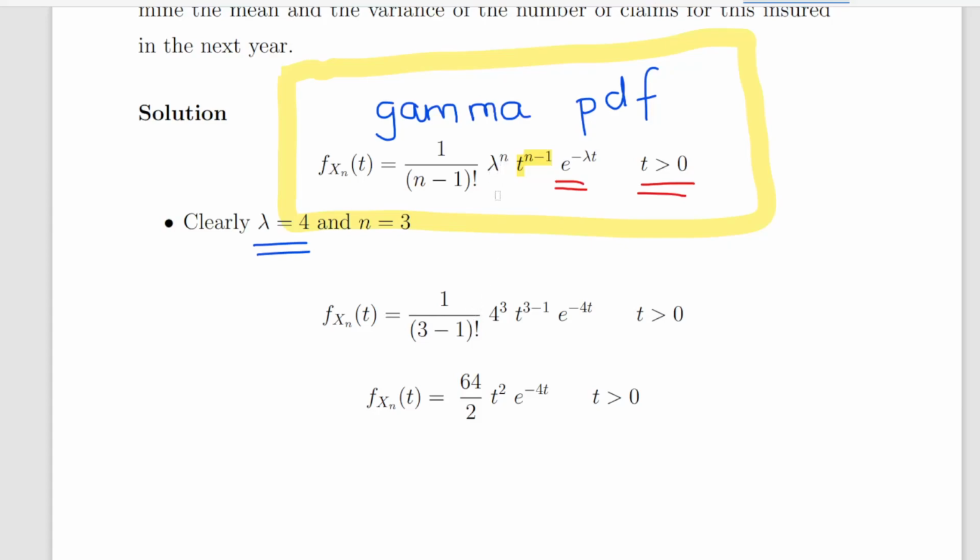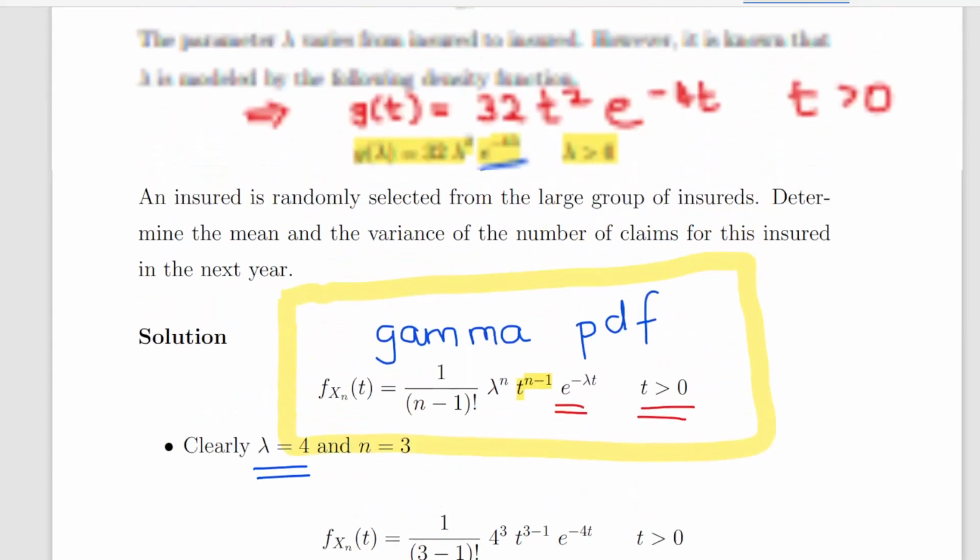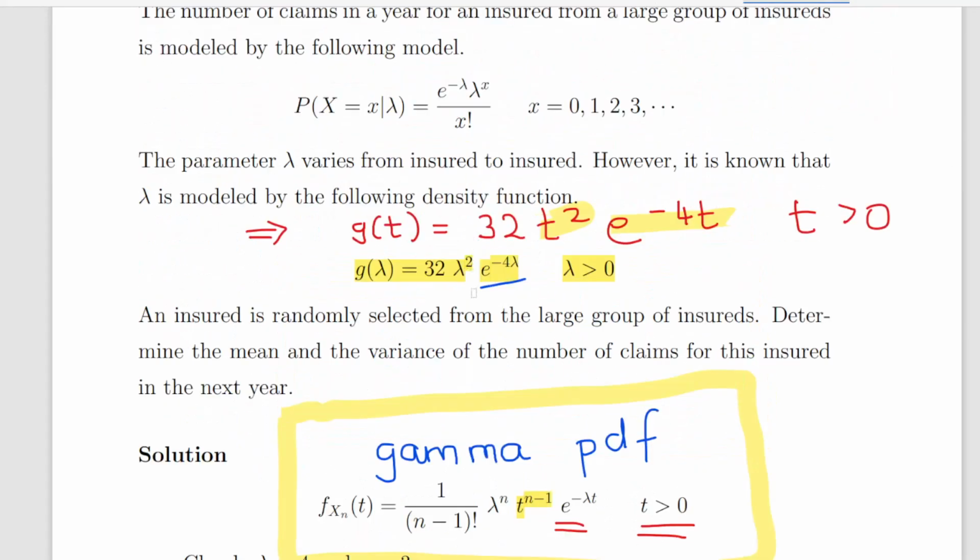Lambda to the power of n is 4 to the power of 3, which is 64. Okay, t to the power of n minus 1 is t to the power of 3 minus 1, which is t squared. And e to the minus lambda t is e to the minus 4t. And when we have 64 divided by 2, we get 32. Okay, so that matches up with what we have there.